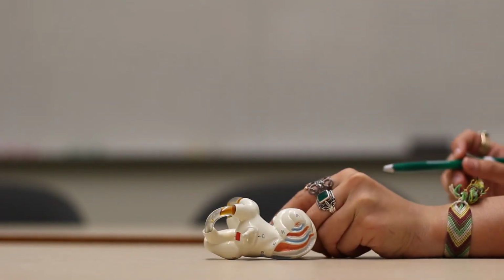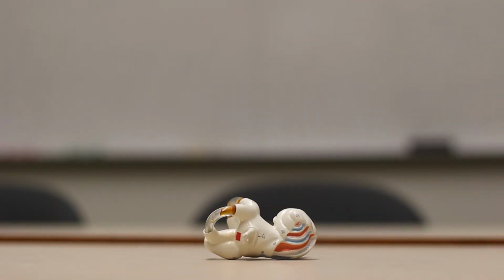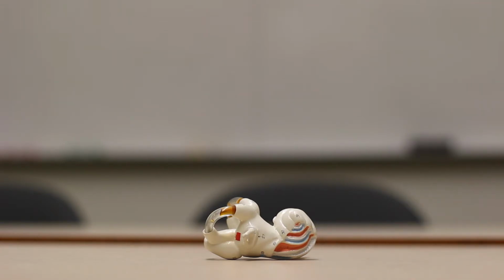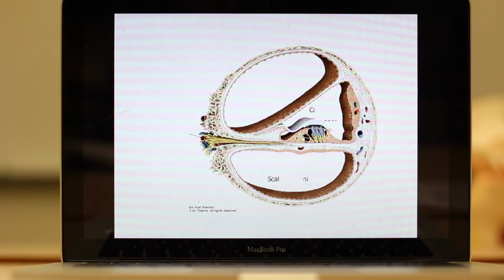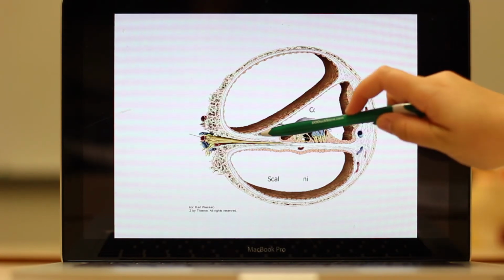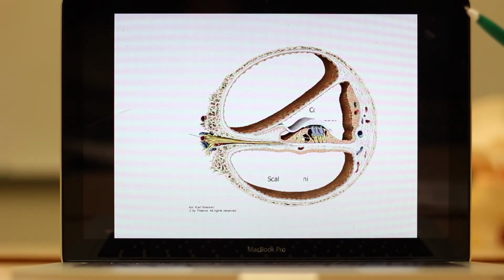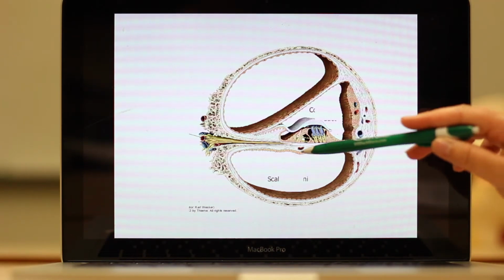The scala media is the middle canal between the scala vestibuli and the scala tympani. It is also known as the cochlear duct and is a membranous canal. This membranous canal also contains a fluid known as endolymph. So looking at a cross-section of the cochlea, we can dissect the 3 canals in the cochlea. We can see Reissner's membrane lining the scala vestibuli and the basilar membrane lining the scala tympani.